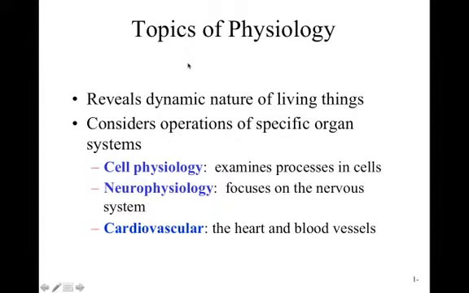So some topics of physiology: usually it reveals dynamic natures of living things, how they are able to change, and how they're different. It considers operations of specific organ systems, so it looks at cell physiology, the processes that actually go on in the cell within that specific organ system. Neurophysiology focuses on the nervous system and how the nerves innervate the different organs. The nervous system is a difficult area, so we don't go into much detail, but we will look at some basic neurophysiology. And then cardiovascular is studying the heart and the blood vessels, and we have a chapter on that, so we'll look at that.